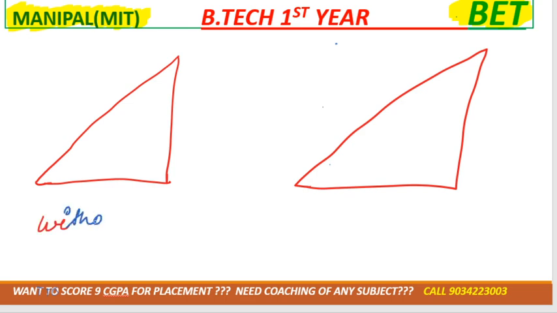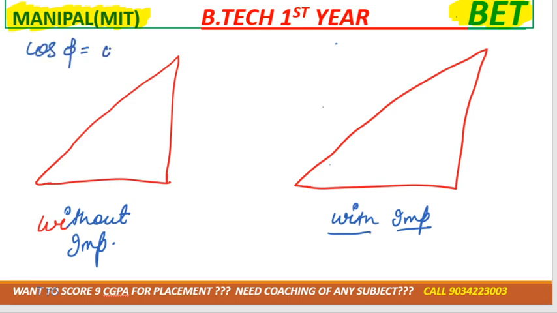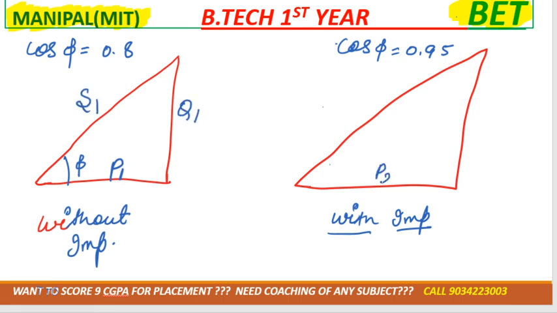You have to draw two power triangles. One is without improvement, another one is with improvement. Understood ना कि एक तुमने device use नहीं करा, that is without improvement. Suppose your cos phi in this case is 0.8 and after improvement cos phi improves to 0.95. Okay, ठीक है, this is phi. So without improvement, let us consider this one would be P1, Q1, S1. With improvement, this would be P2, Q2, S2.